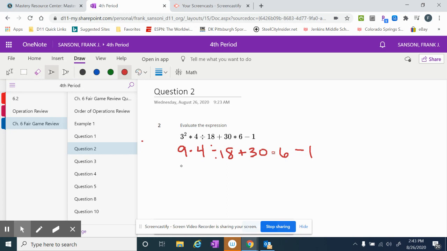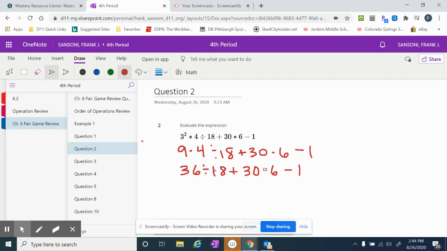9 times 4 is 36, divided by 18 plus 30 times 6 minus 1. Now I'm going to do the division, because once again, the division is left of the multiplication. On this one, since the division is separated from the multiplication, I'm going to do both at the same time.